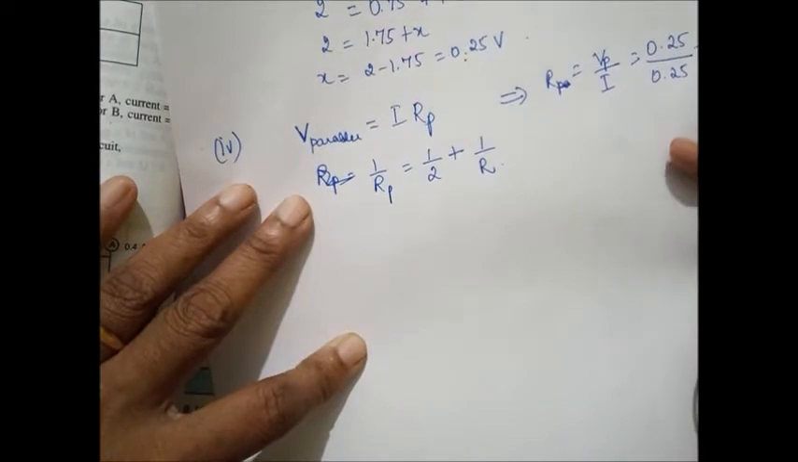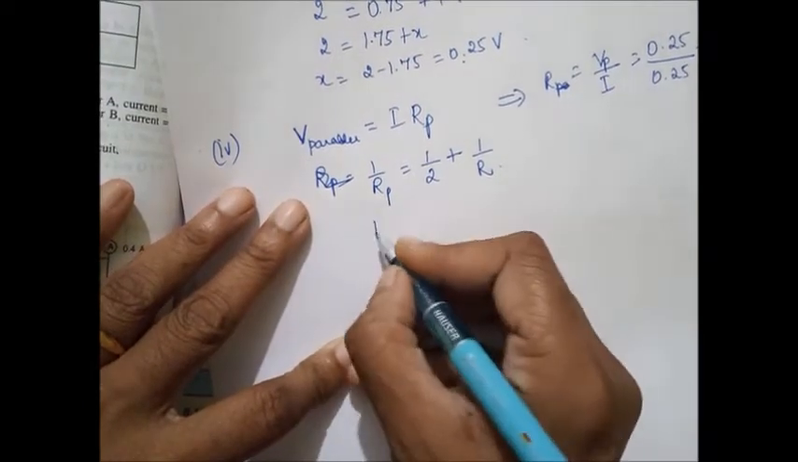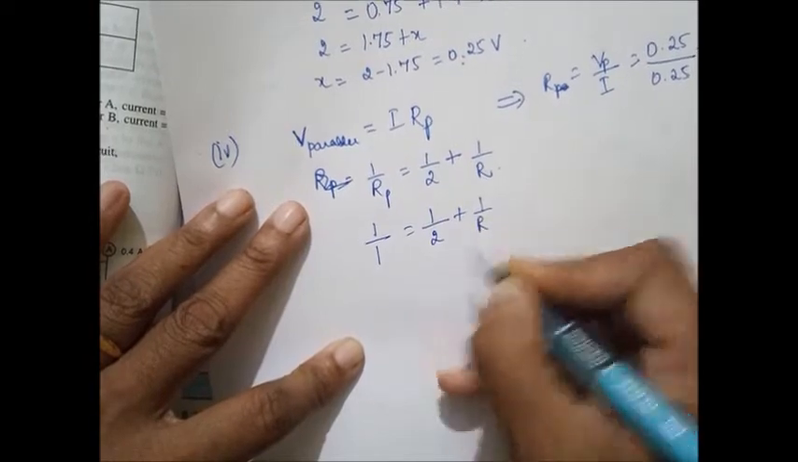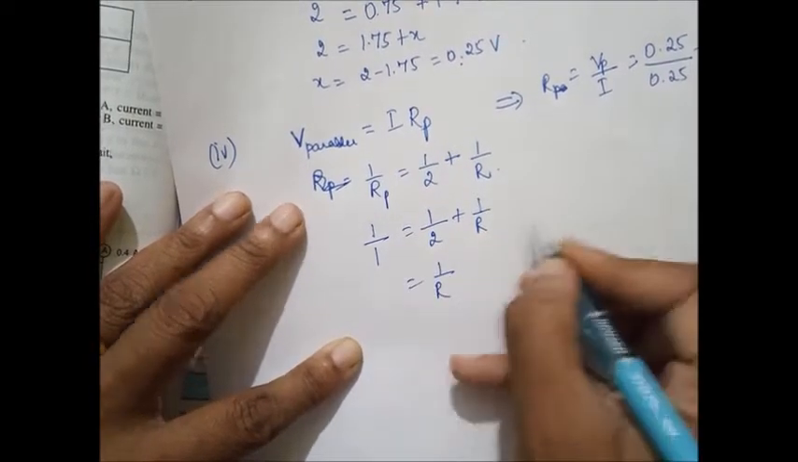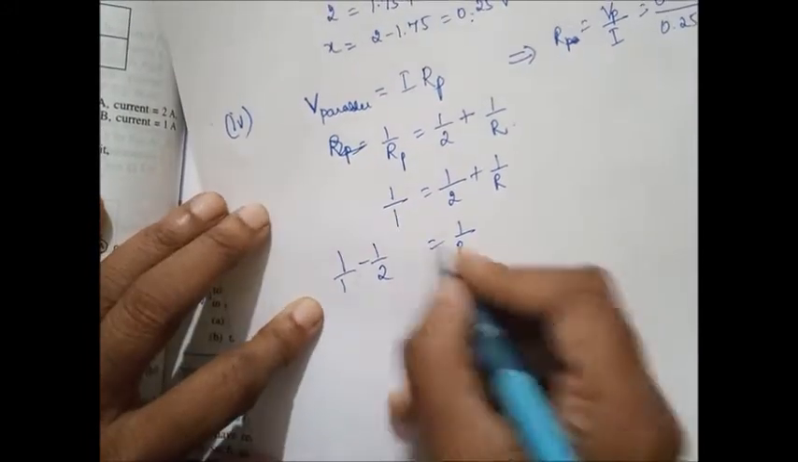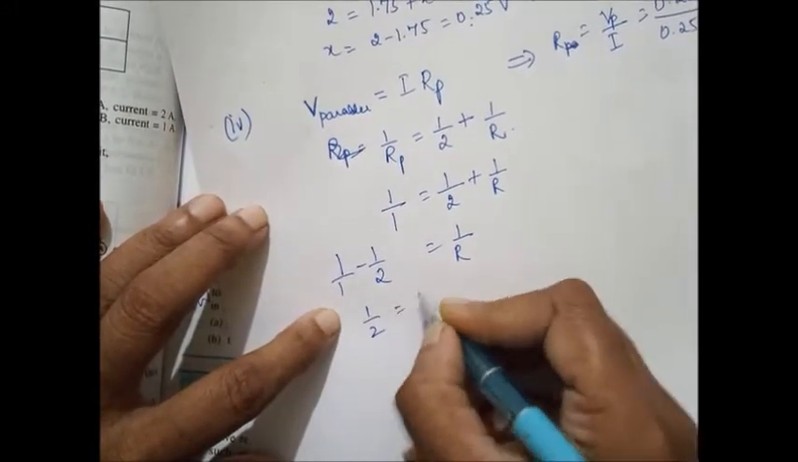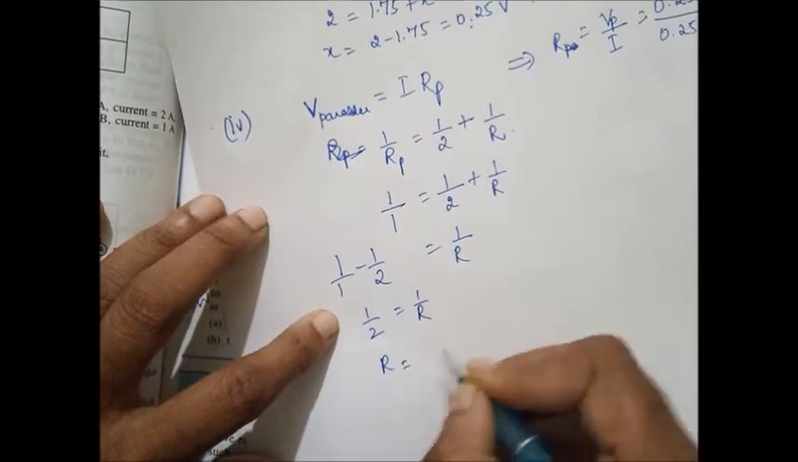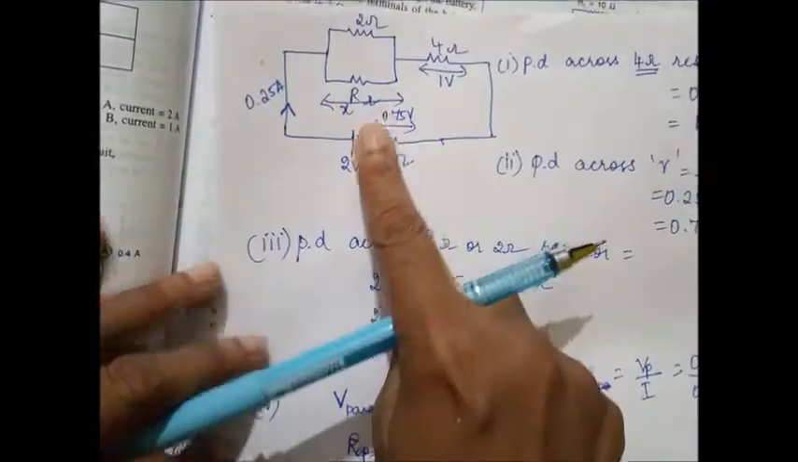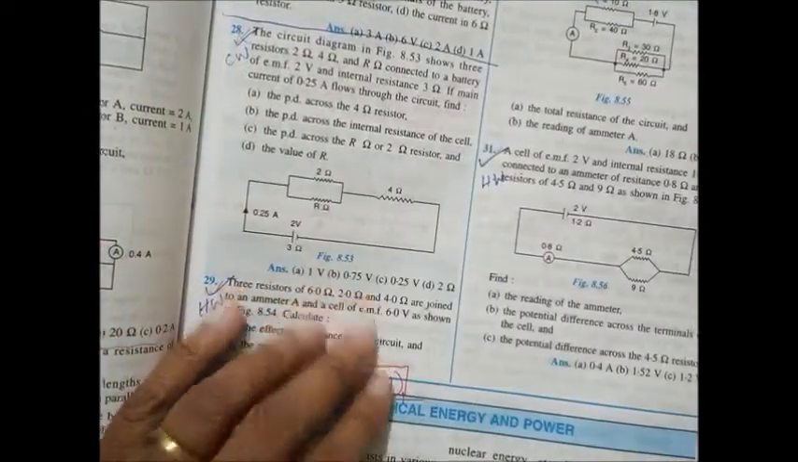Sorry, 1 ohm. So 1 ohm is equal to 1 by 2 plus 1 by R. We have to find 1 by R, keep that this side. So 1 by R is 1 minus 1 by 2. So 1 minus half will be half, or R is equal to 2 ohm. So the unknown resistance R's value is 2 ohm.